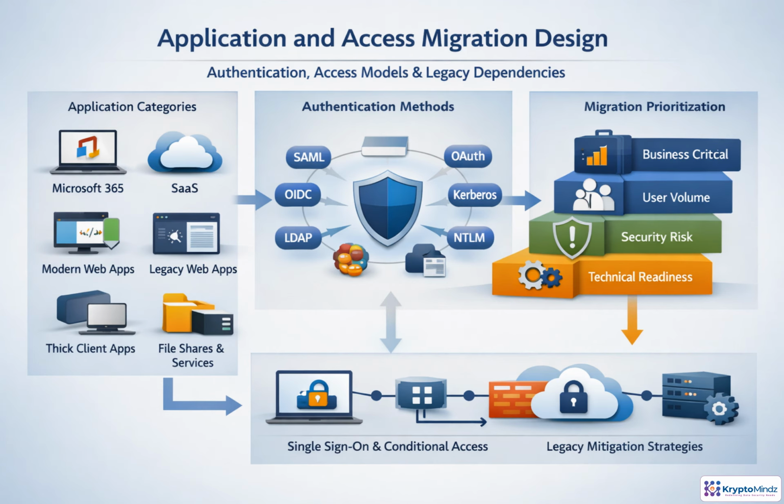Application migration starts with a real portfolio, not just a list of URLs. Group each app by type: Microsoft 365, SaaS, modern or legacy web, thick client, file share, or domain-dependent service. Map how users authenticate, such as SAML, OIDC, OAuth, Kerberos, LDAP, NTLM, Basic Auth, or integrated Windows authentication. That mapping points to the likely migration path. Prioritize by business criticality, user volume, security risk, and readiness. Quick wins can move first, while critical or legacy-heavy apps may need SSO, conditional access, proxy, network, or modernization plans.